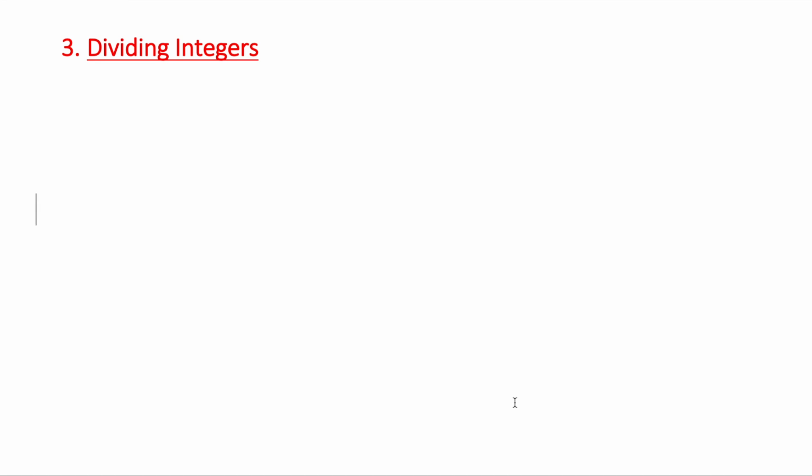Look at what happens when we're dividing integers. Because multiplication and division are so closely related, the same rules that we just saw apply for dividing integers. But why do I say that multiplication and division are closely related? Let's just remember this.